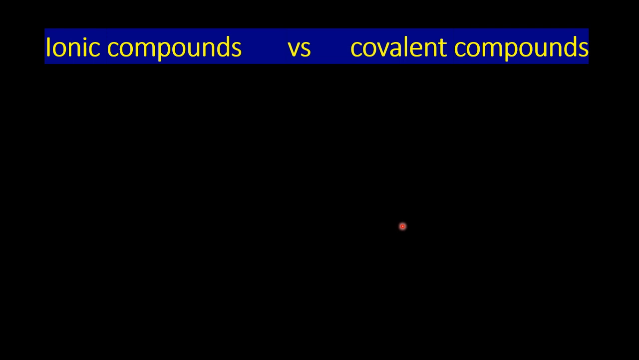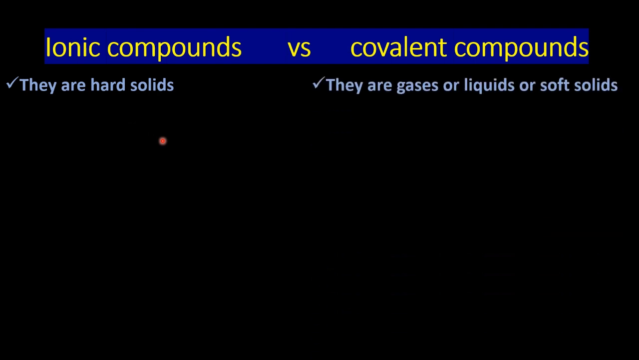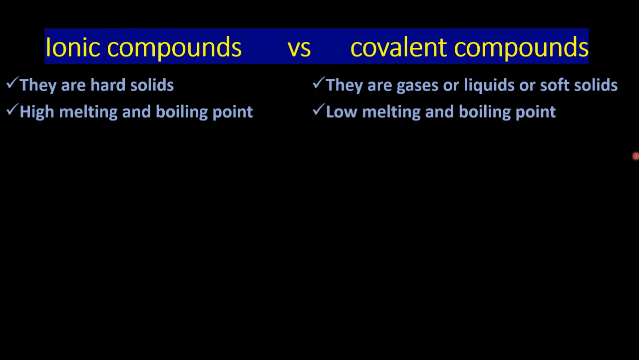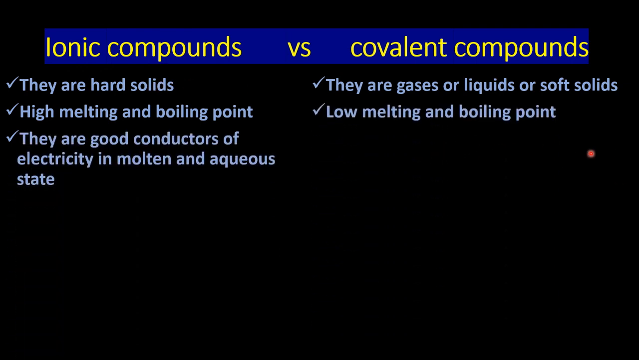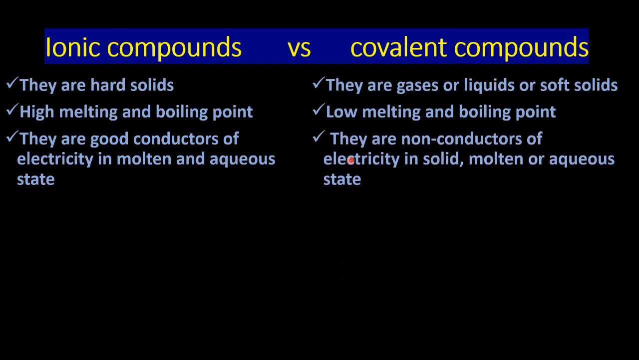What is the difference between ionic compounds and covalent compounds? Definitely one question will be there. Ionic compounds are hard solids, whereas covalent compounds are gaseous, liquids, or soft solids. Ionic compounds have high melting and boiling points, covalent compounds have low melting and boiling points. Ionic compounds are good conductors of electricity in molten and aqueous state, not in solid state. But covalent compounds are non-conductors of electricity in solid, molten, as well as aqueous state.